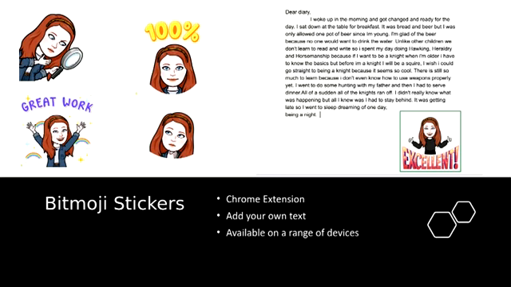And you can also add your own text to them. So if there's a comment that you want to make that there isn't an actual sticker for, you can type it into the little search box in the Chrome extension, and it will add it to what it thinks are maybe appropriate little stickers that you can use.